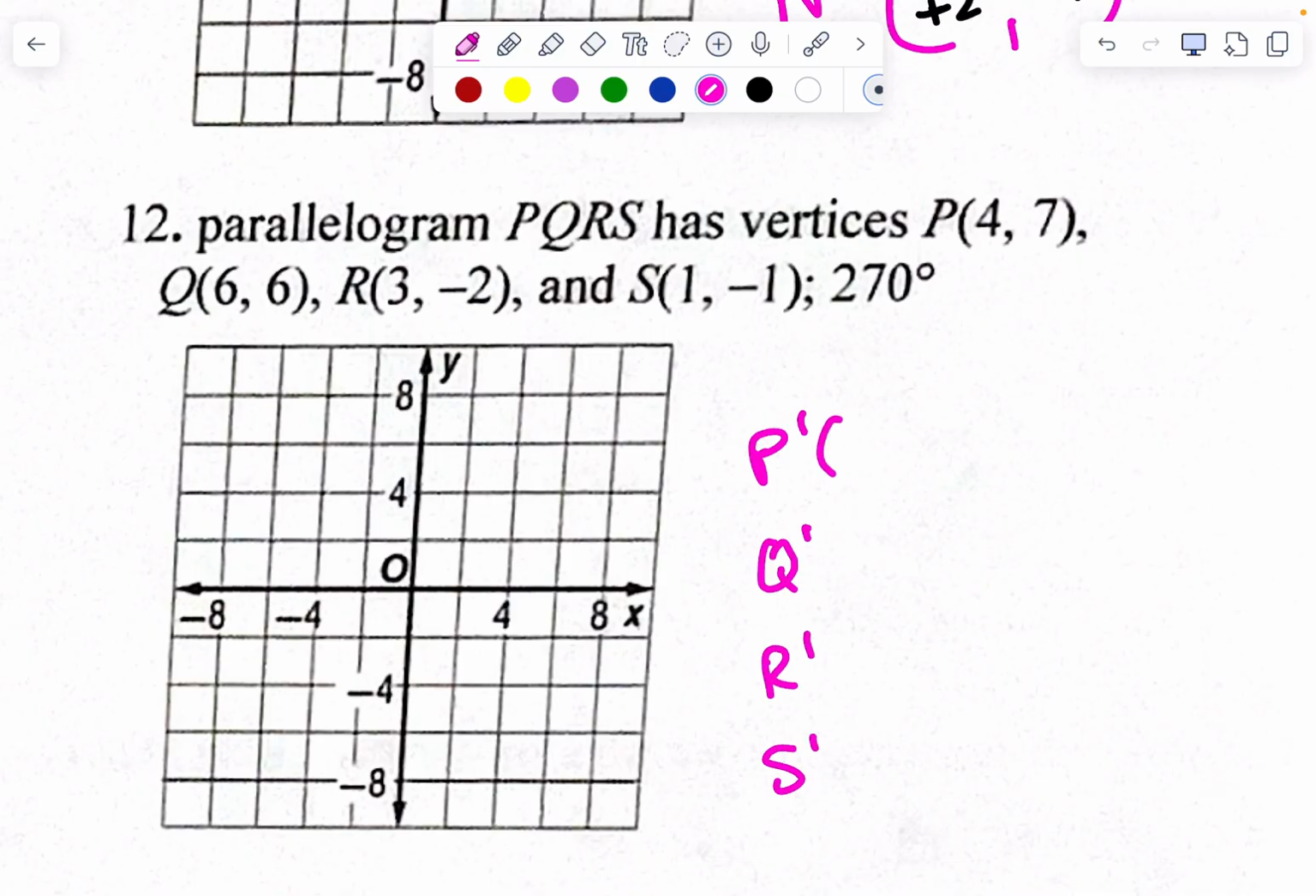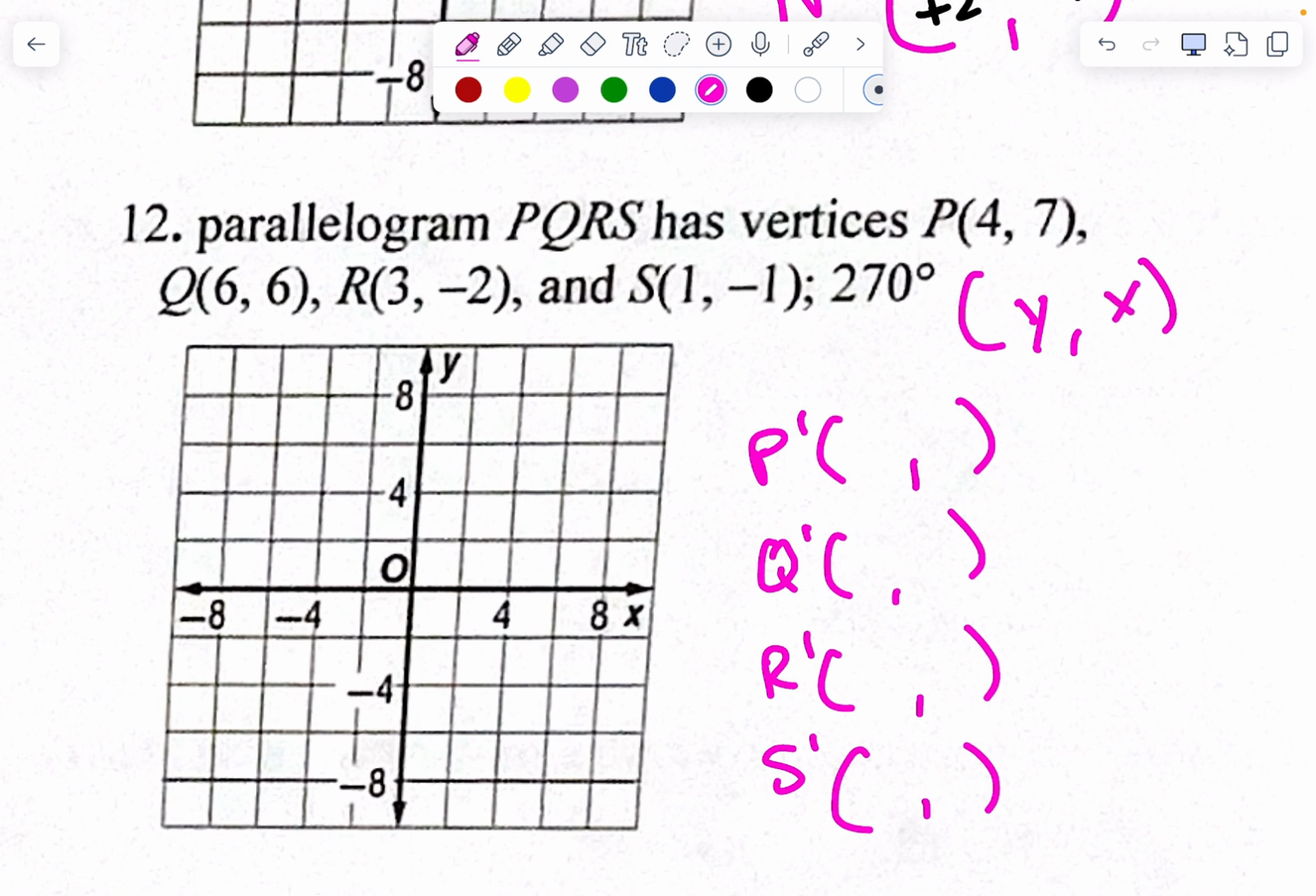Okay, but we switched rules though. Did you switch your rules? 270 is flip and the second one's negative. Why negative x? So P is 7, negative 4. Then 6, negative 6. Negative 2, negative 3. Negative 1, negative 1. I got it.